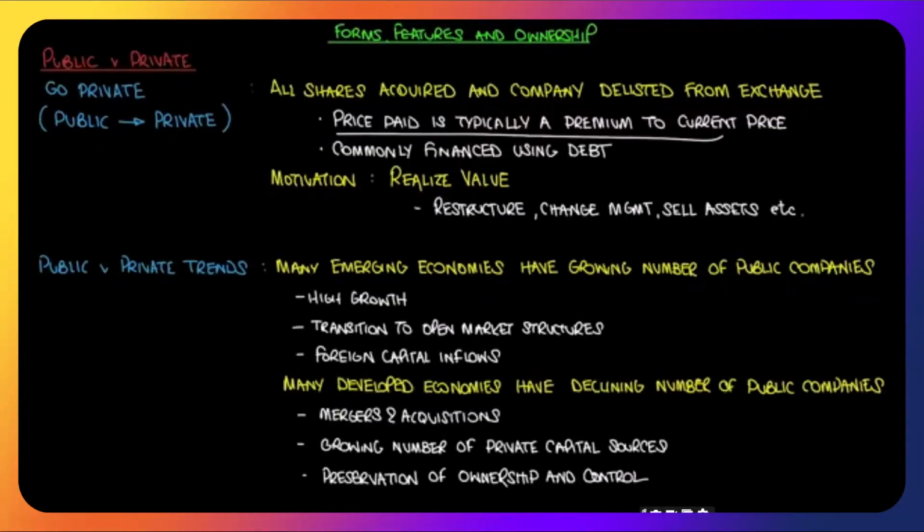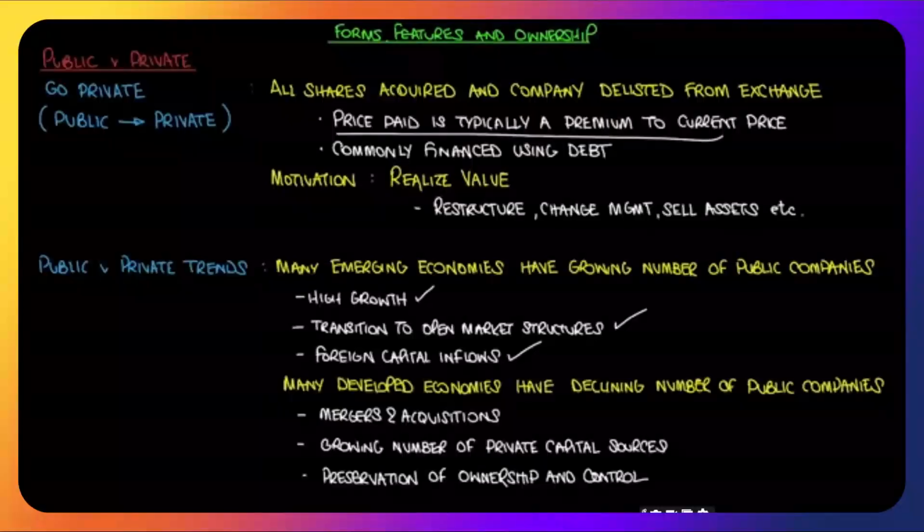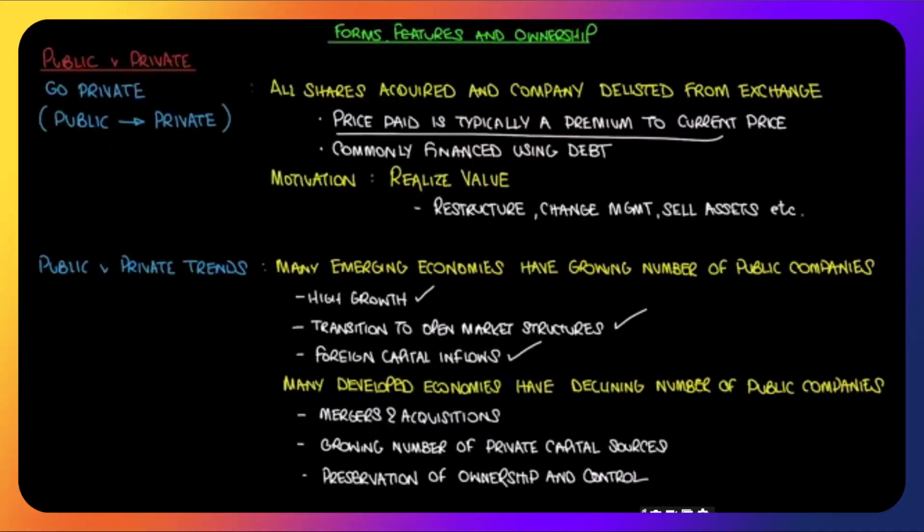What market conditions lead to public companies going private or private companies going public? A couple of examples given in the module. Emerging economies tend to have a growing number of public companies. Well, what else can we say about emerging economies? They tend to have high growth, are trying to open up their market structures and attract capital. So if you want to reverse that, you could say, a little bit of danger here between causation and correlation, but you could say high growth, opening up markets, attracting inflows may well lead to a greater number of public companies, as opposed to developed, which tend to have a declining number.